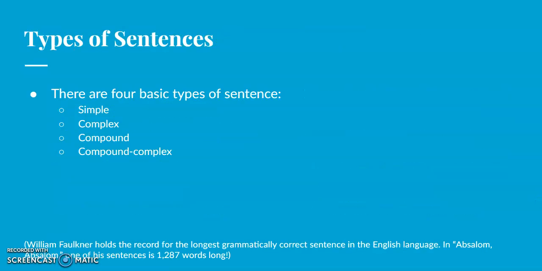There are 4 main types of sentence: simple, complex, compound, and compound complex. While the record for the longest grammatically correct sentence is held by William Faulkner and is over 1,200 words long, most English language sentences average between 15 to 20 words. Just remember, in order for a sentence to be complete, it must be a complete idea, as well as having a subject and a predicate.